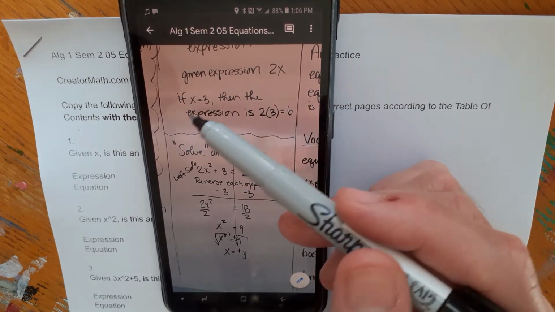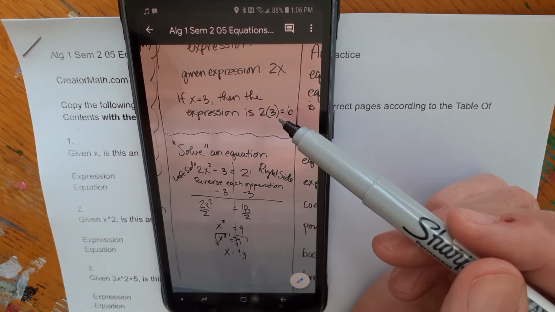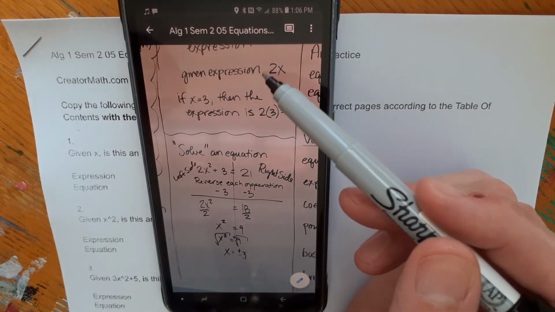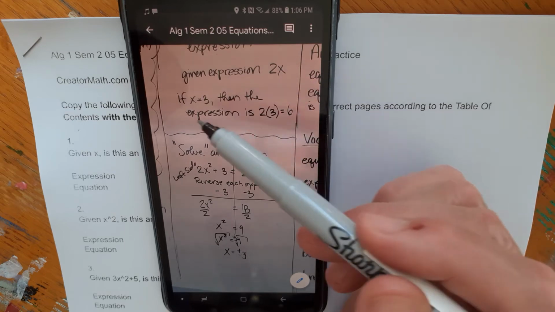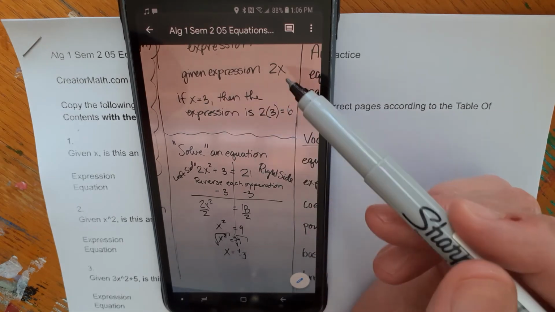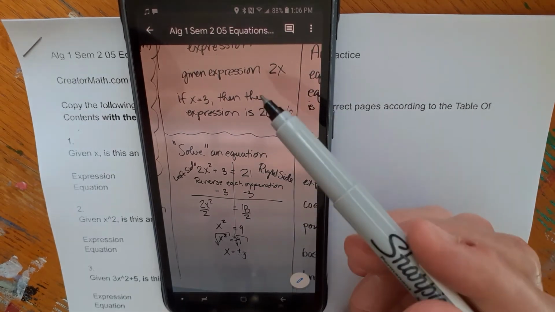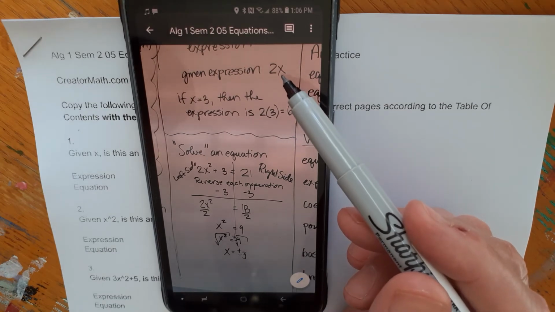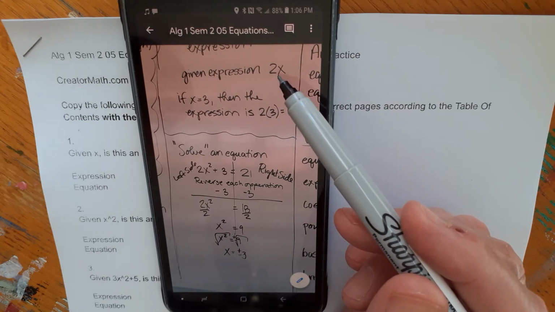Given an expression 2x, if x is 3, then the expression is 2 times 3. So if we say 2 times x is our expression, we can plug in anything for x, right? If we just define x as 3, it's 2 times 3, which is 6. And we could plug in any number. Say x is 100, now it's 200. Say x is 50, now it's 100, right?